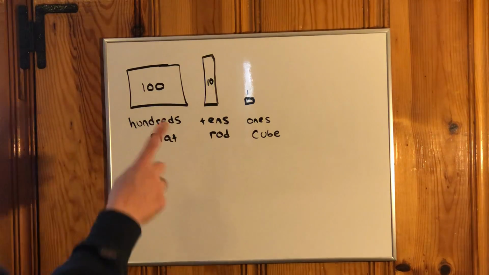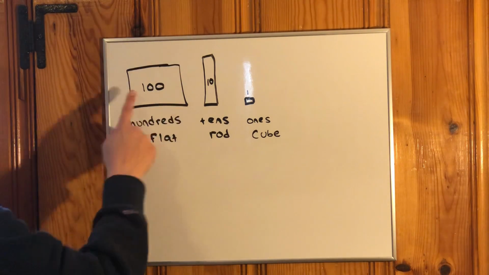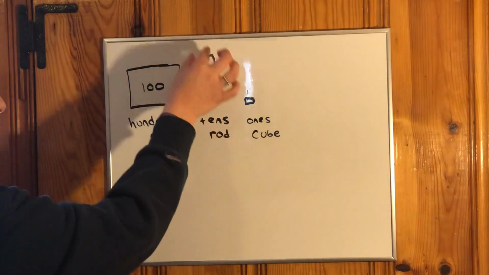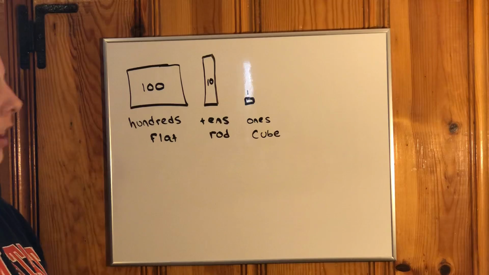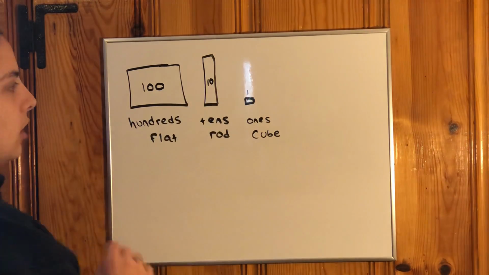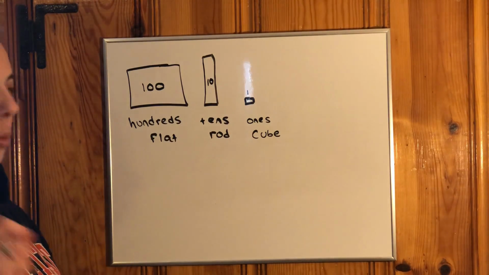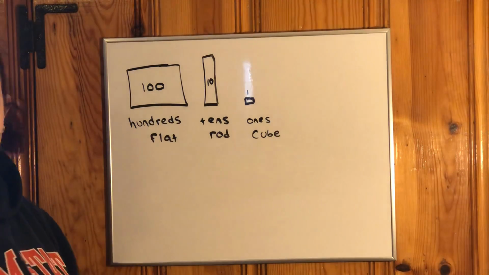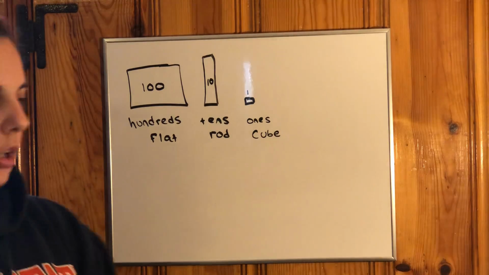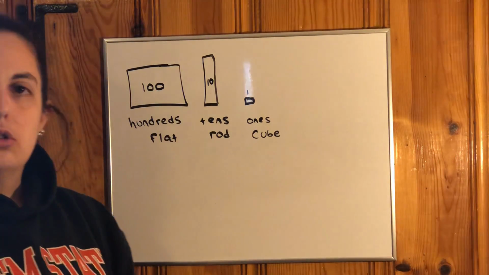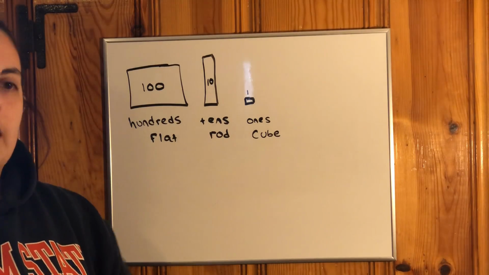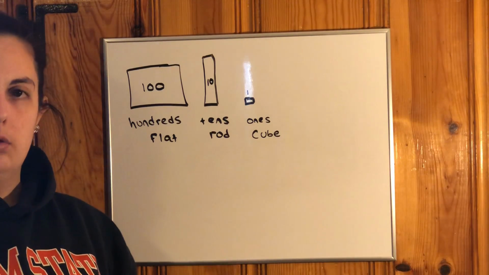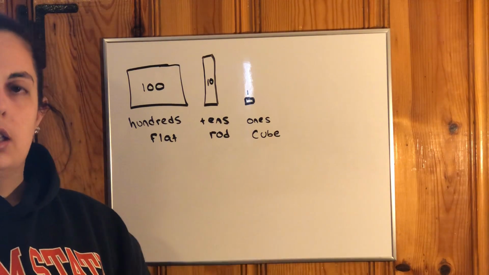So, quick review. Hundreds flat: each one of these big squares will equal 100. A tens rod: each one of these skinny rectangles will equal 10. And a ones cube: each one of these little squares will equal 1. When we're adding, we're going to use our place value blocks to draw. I'll do a couple of problems and you can do them along with me. Then, like I did in my last video, I'll put a problem up, tell you when to pause it to do the work on your own, and then unpause it to check your work and see how you did.